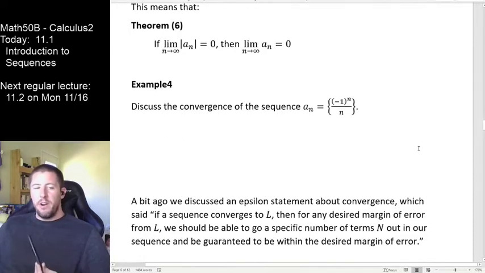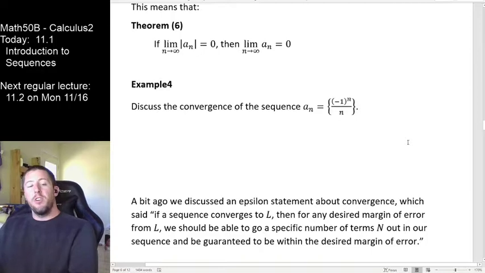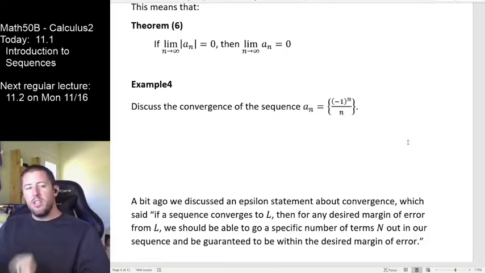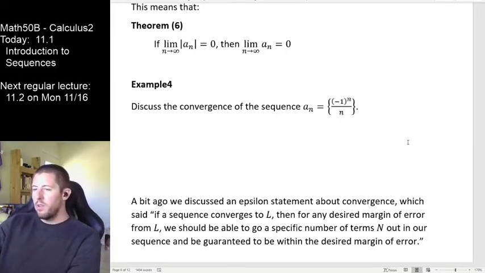This is very useful if you're stuck with a sequence that is bouncing back and forth. It's okay for you to just take the absolute value of that sequence. Anything that you show about the absolute value of that sequence converging to 0 will hold for the original sequence converging to 0.